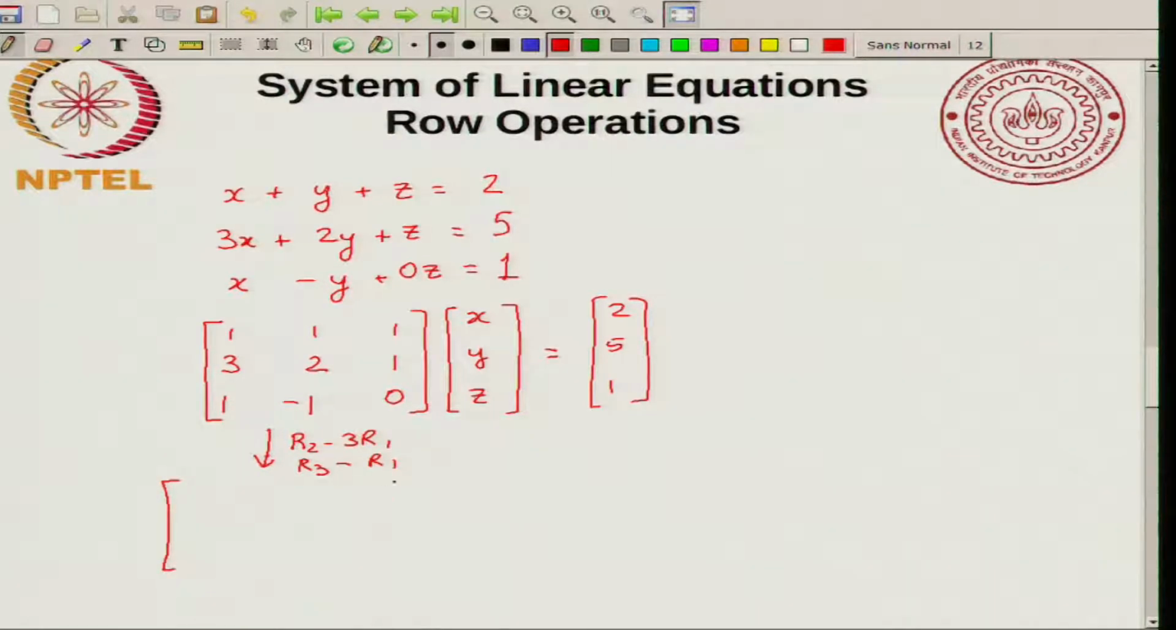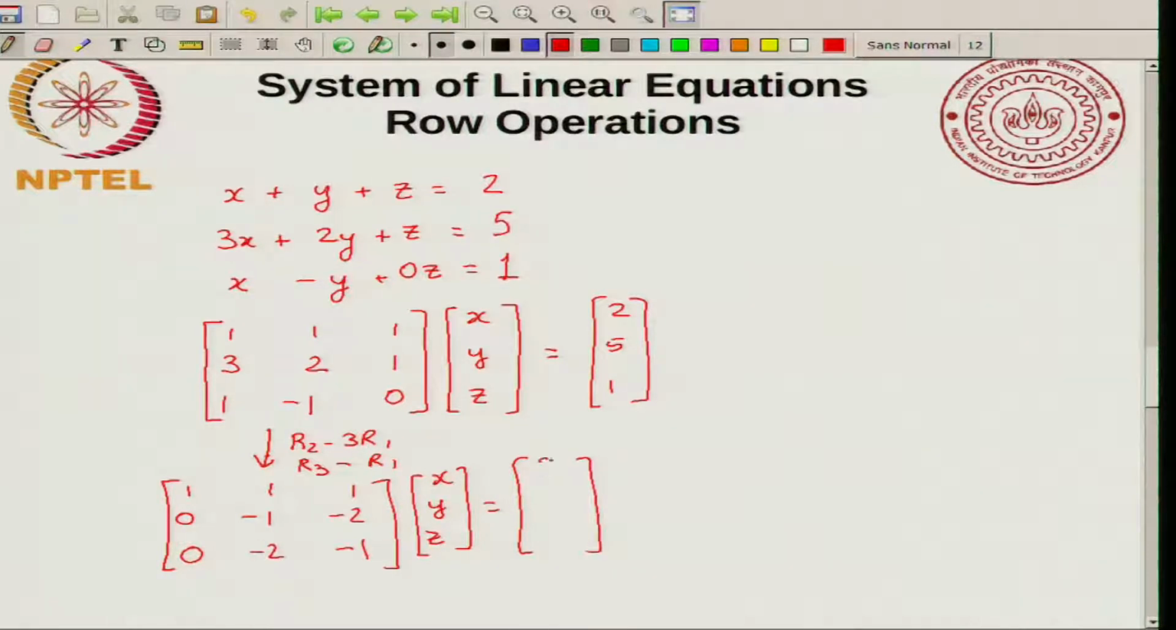So, what I will get is 1 1 1, R1 is not changed, R2 you subtract 3 times R1. So, you will get 0, 2 minus 3 is minus 1, 1 minus 3 is minus 2, and R3 minus R1, I will get 0, minus 1, minus 1. I did this on the left hand side, so I have to do the same thing on the right hand side. I will leave the 2 as it is. Now, 5 minus 3 times 2 is minus 1, 1 minus 2 is minus 1. So, I get this equation. What I did is just subtraction of the equations, and I got this.